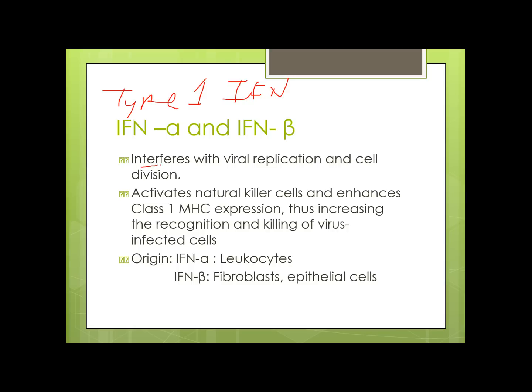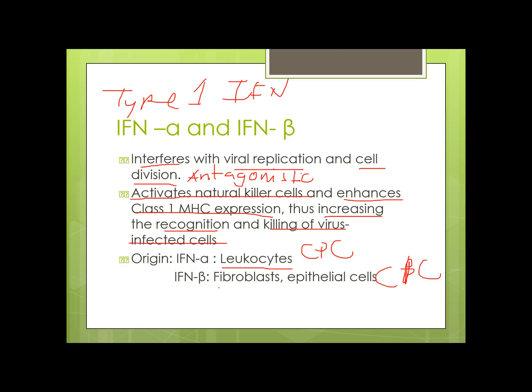Now they are responsible for interfering with viral replication and cell division class, meaning they are antagonistic. They counter certain cytokines. They interfere with viral replication and cell division. They activate natural killer cells and would enhance class 1 MHC expression, thus increasing recognition and killing of virus infected cells. The origin class, the one that would secrete, the cytokine producing cell for interferon alpha is your leukocyte, while the source or the CPC naman for interferon beta is your fibroblasts and epithelial cells.